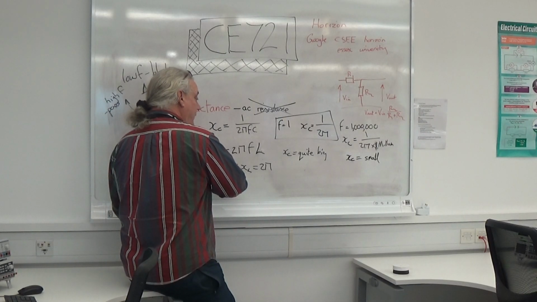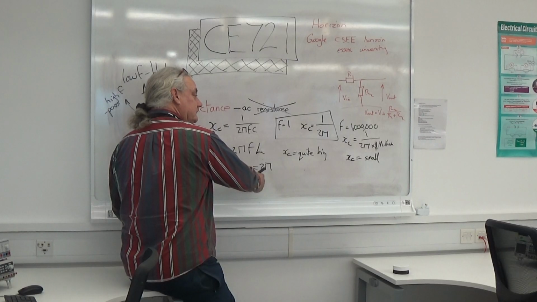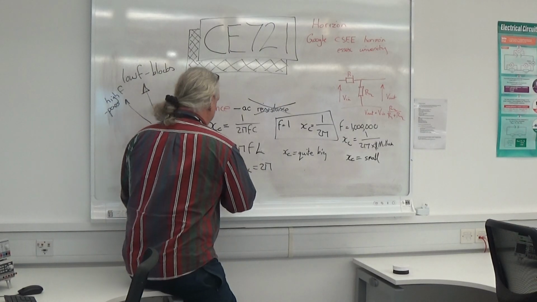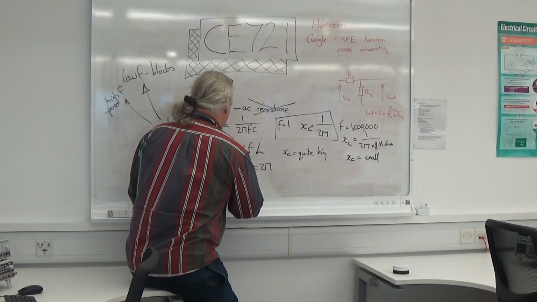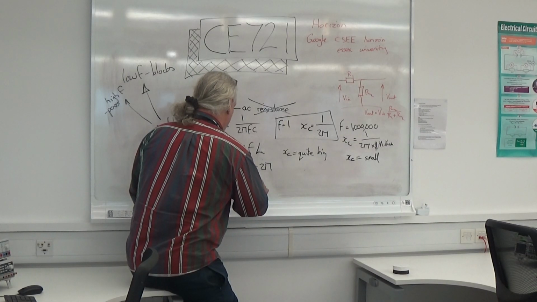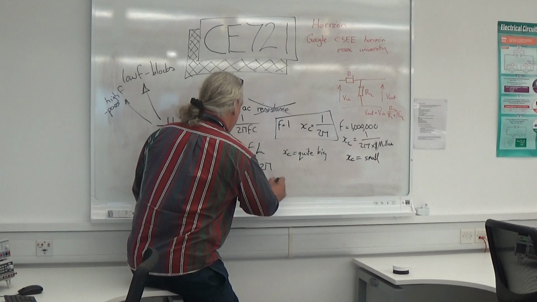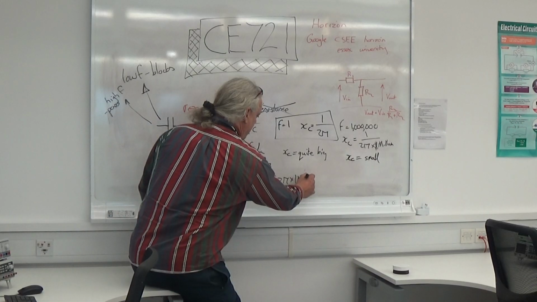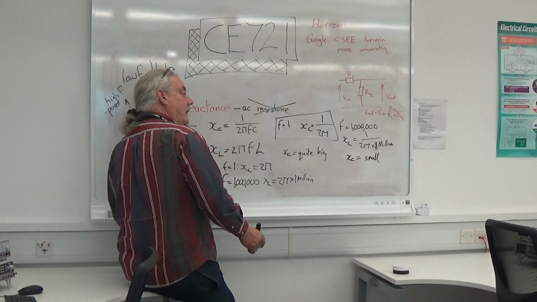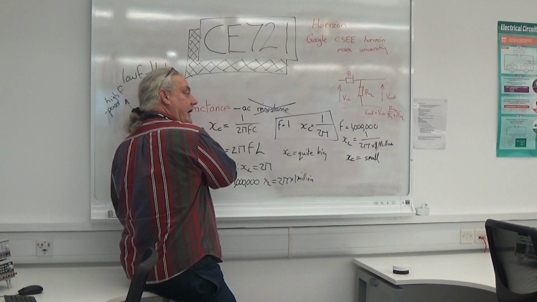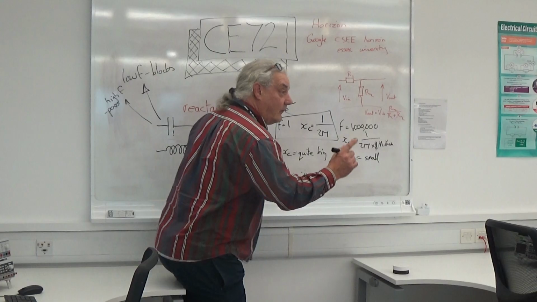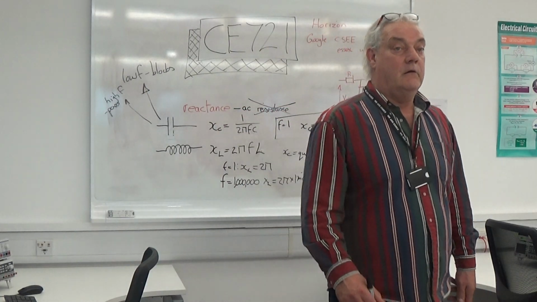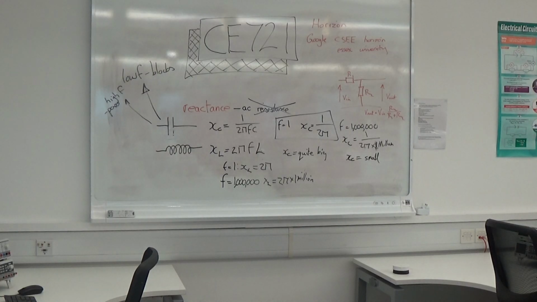So if the frequency is low, it lets it through. But if the frequency is high, it means that the reactance or the equivalent resistance is also very high. So your inductor will let through low frequency, but it will block high frequency.